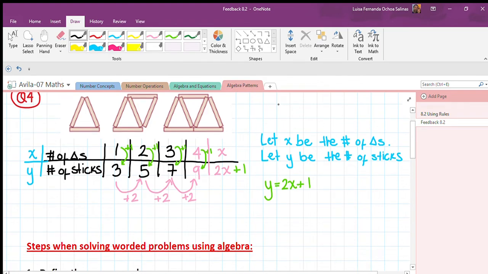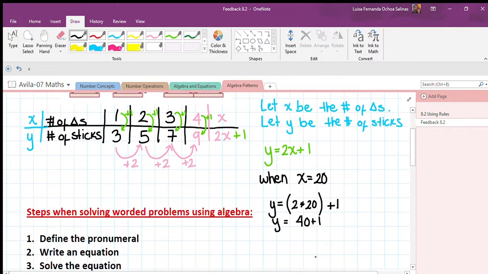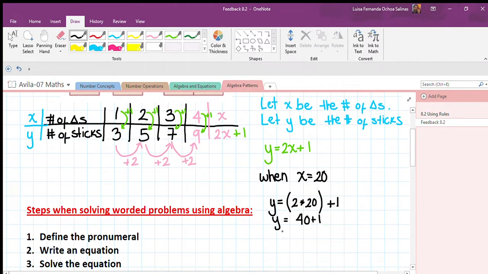The third step talks about how we have to solve the equation. So it says when, I need to write here, when x is equal to 20, because I have 20 triangles, then we're going to sub in. How do we do this? You already know how to do this. We do y equals 2 times 20 plus 1. And if we solve that, it's going to be 40 plus 1. Therefore, y equals 41. And I have solved my equation.